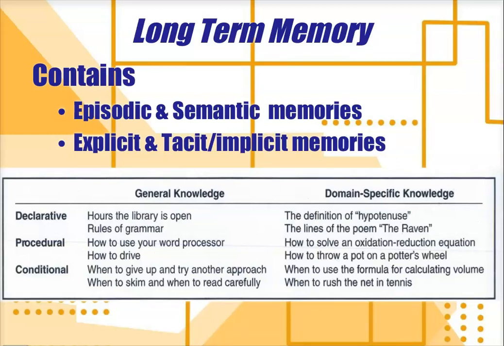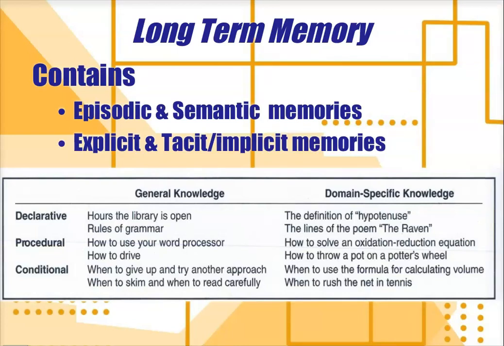Okay, another way to divide up the knowledge that we have in our heads is into declarative, procedural, and conditional knowledge. Declarative knowledge is knowledge that something is. Okay? It's facts. How late the library is open, rules of grammar, that kind of thing, the date of the battle of such and such. Procedural knowledge is knowledge of how to do things.